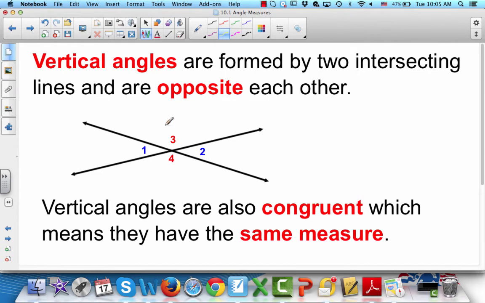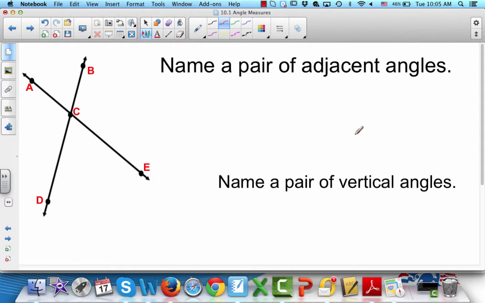So if this one is 120 degrees, that means this one is 120 degrees. Okay? All right, name a pair of adjacent angles. Remember, adjacent means next to each other. I'm going to let you do this one. All right, pause the video, find a pair of adjacent angles, and then find a pair of vertical angles and write those down, and then get back with me.